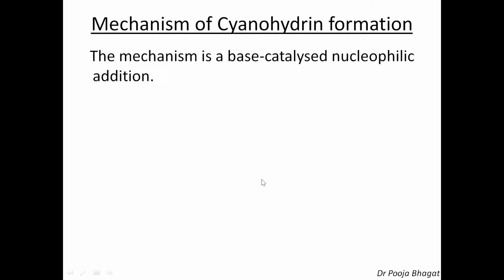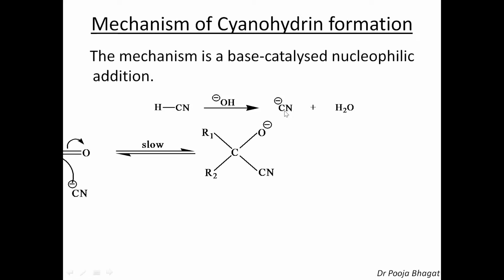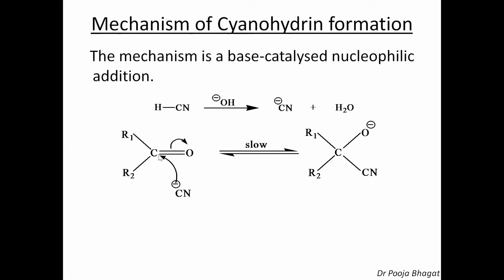We can discuss the mechanism of cyanohydrin formation. The mechanism is a base catalyzed nucleophilic addition reaction. We have discussed base catalyzed just now. So HCN, when you add OH negative into it, water is eliminated and CN negative is formed. Now a stronger nucleophile is formed. CN negative will attack on the carbon and the pi electrons will be shifting towards the oxygen.